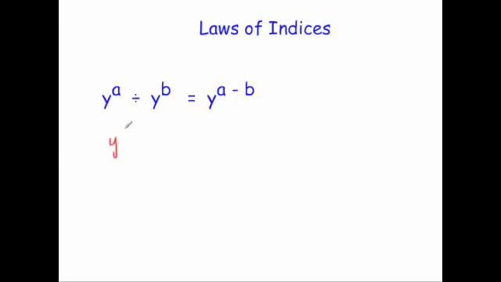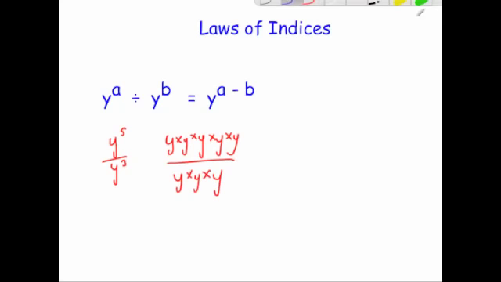So if we had y to the power of 5, and we divide that by y to the power of 3, well, y to the power of 5 is y times y times y times y times y. We're going to divide that by y cubed, which is y times y times y. Well, if we divide these, remember that if you divide a number by itself, you get 1. So y divided by y is 1, y divided by y is 1, and y divided by y is 1. So we're left with y times y, and y times y is y squared. So notice that if you do 5, take away the 3, you get 2, which is our answer.